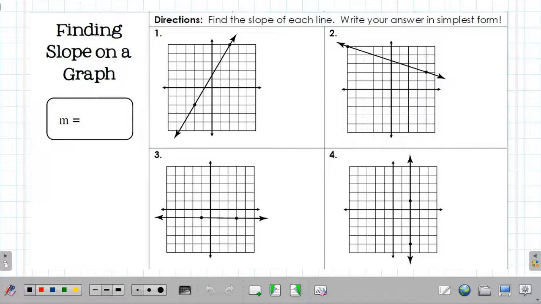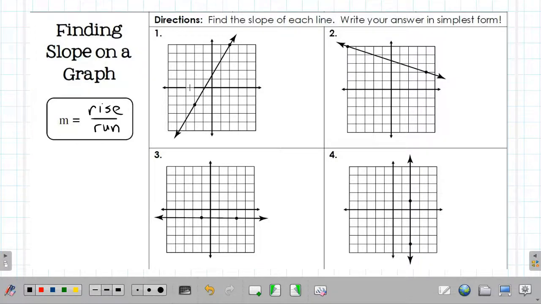Notice, these are graphs that are exactly the same as what's on your paper. When you look at finding slope on a graph, first things first, we have m is equal to, and what I want you to write in here is rise over run. This allows us to see what we're actually calculating. All we're doing when we want to find the slope of a line, if we have the graph, is literally count. How far up or down do we have to go, and how far left or right do we have to go? How far vertically, how far horizontally.